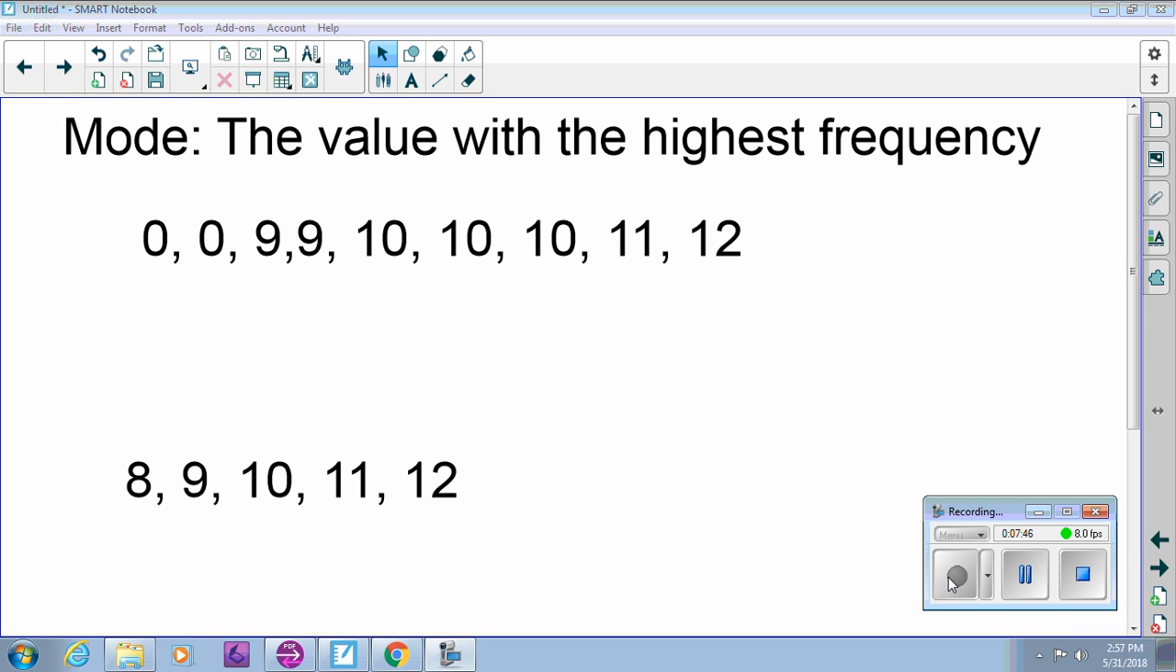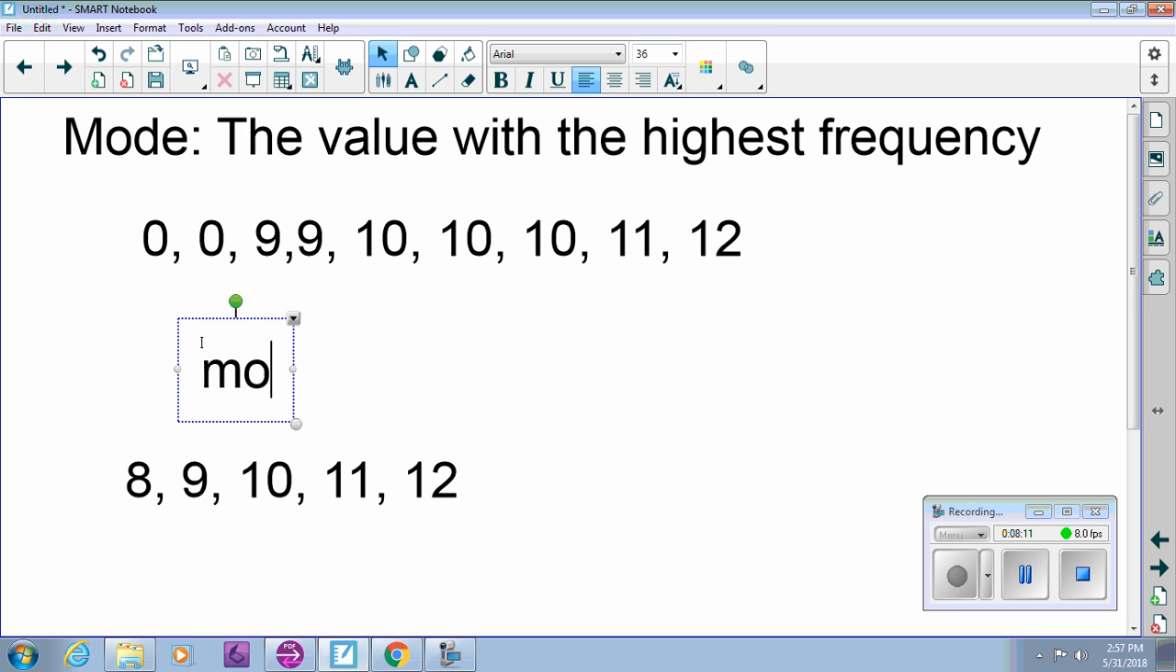Very good. The mode is the value that you see the most. Yep. So it has the highest frequency. So in this example, we have 0, 0, 9, 9, 10, 10, 10, 11, 12. Which number shows up the most? 10. Very good. Because even though 0 and 9 show up twice, 10 shows up 3 times. So our mode there is 10. So you would write mode equals 10.